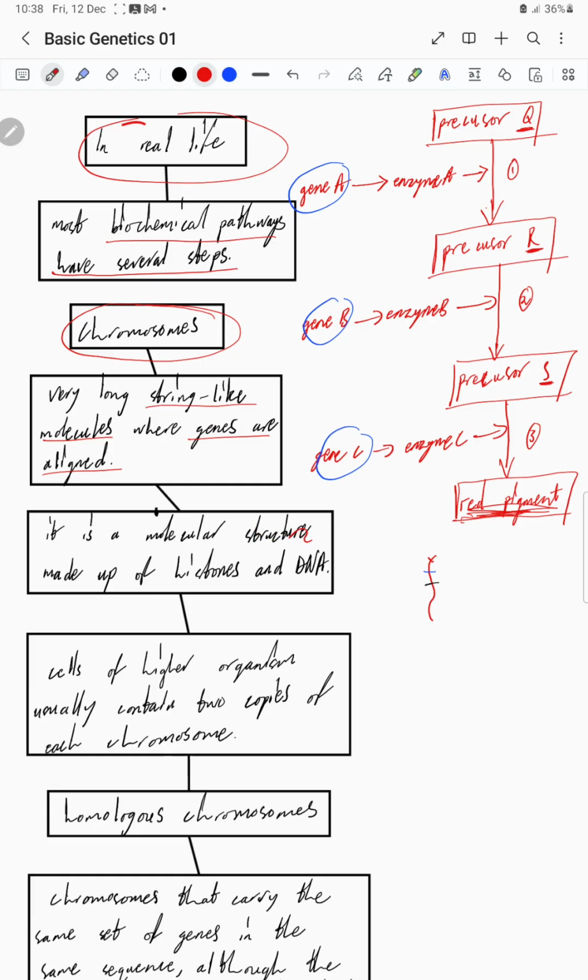It is a molecular structure made up of histones and DNA. So this string-like structure is made up of histone. Histone is a protein, and then DNA, which is deoxyribonucleic acid.